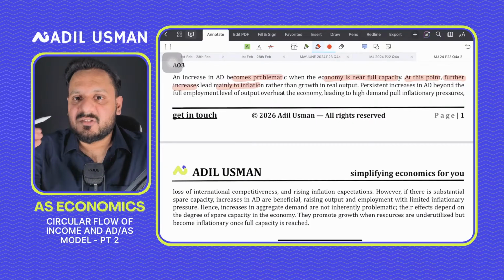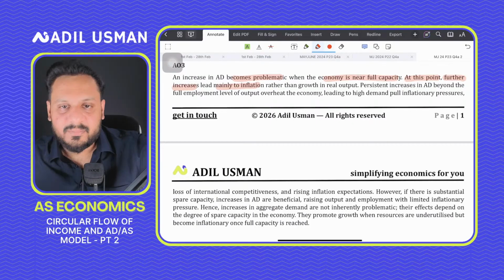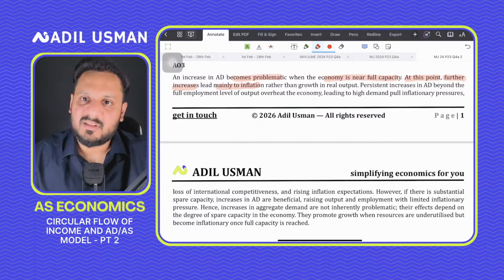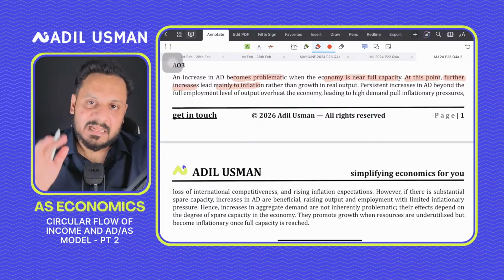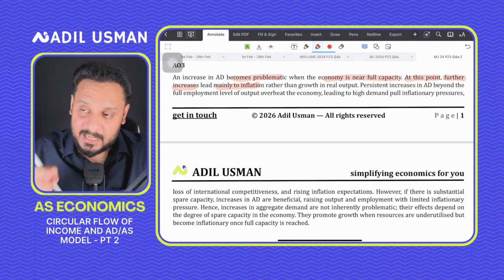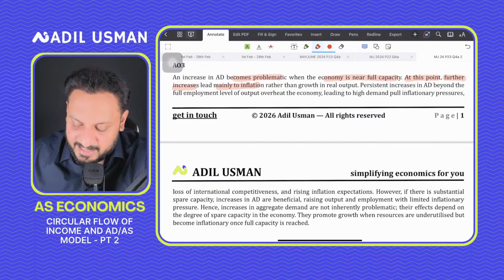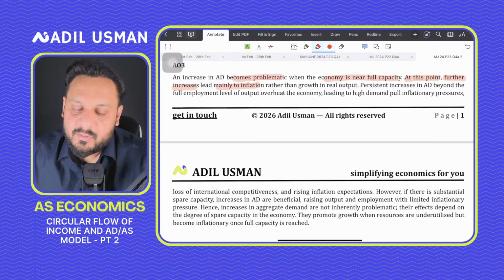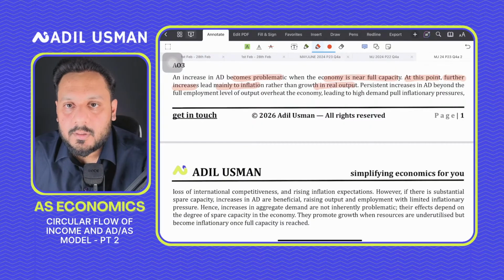देखिए, अब आप अपना जजमेंट दे रहे हैं, यहाँ पे आप मैकेनिज्म्स नहीं समझा रहे बैठ के, कॉज इफेक्ट रिलेशंस नहीं बता रहे, वो आपने एनालिसिस में बता दिए हैं. अब आप बता रहे हैं कि वो प्रॉब्लम किस एक्सटेंट तक है. सो यू आर सेइंग एट दिस पॉइंट फर्दर इंक्रीजेस लीड मेनली टू इन्फ्लेशन rather than growth in real output. Now this is a problem.